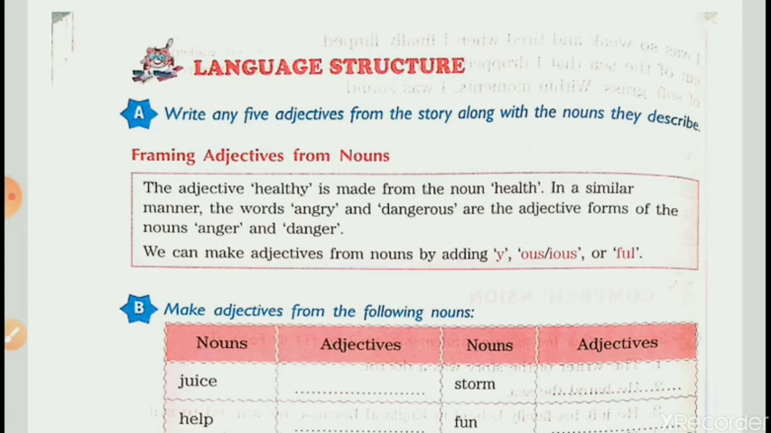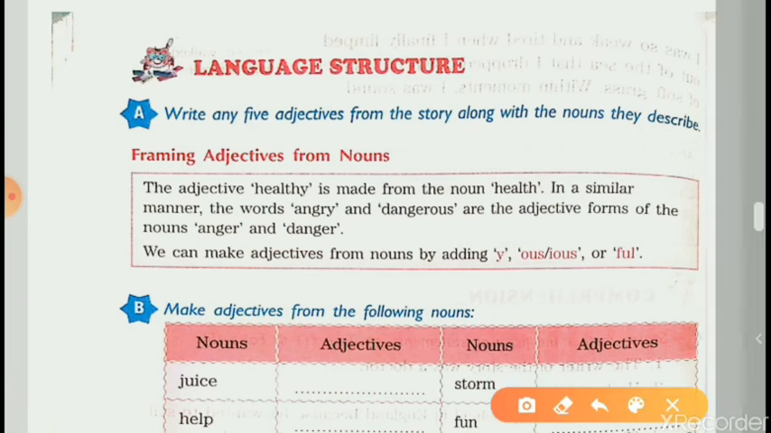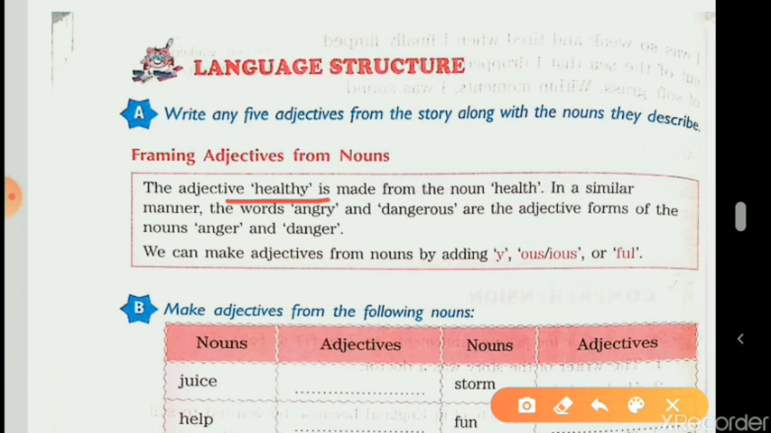Now, as I have explained, what are adjectives? Adjectives are describing words. They describe the nouns or pronouns. And what are nouns? Nouns are the naming words. They name a person, place, animal, thing, or idea. Now, the adjective healthy is made from the word health. बेटा adjective आपका healthy है. ये किस noun से बना है? Health से. Health noun है और इससे क्या बना है?